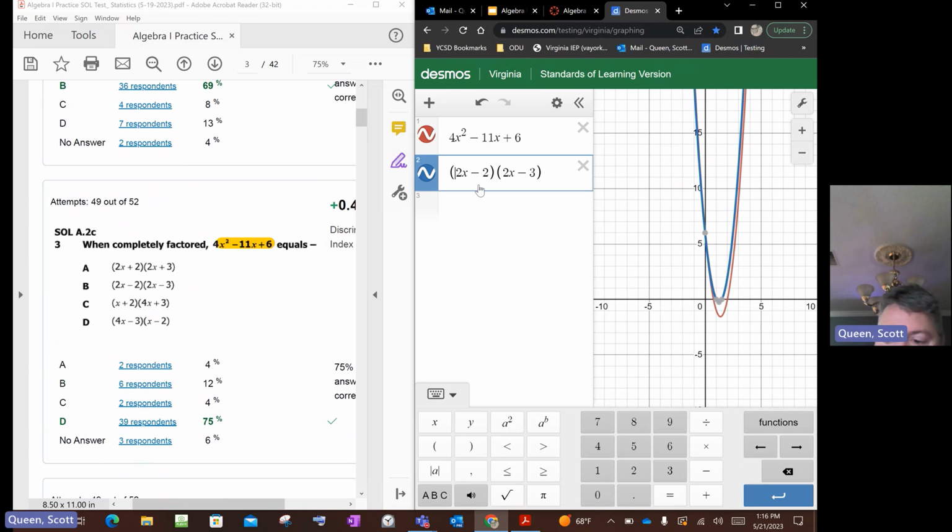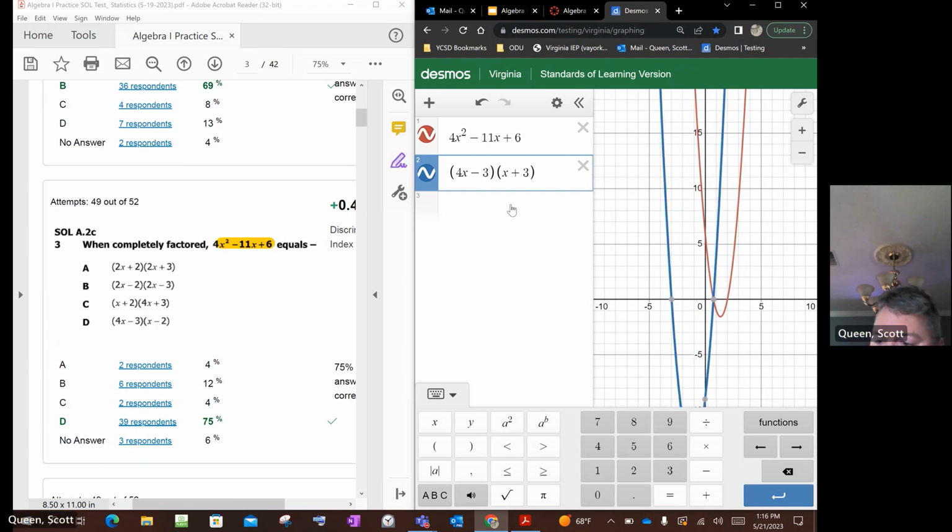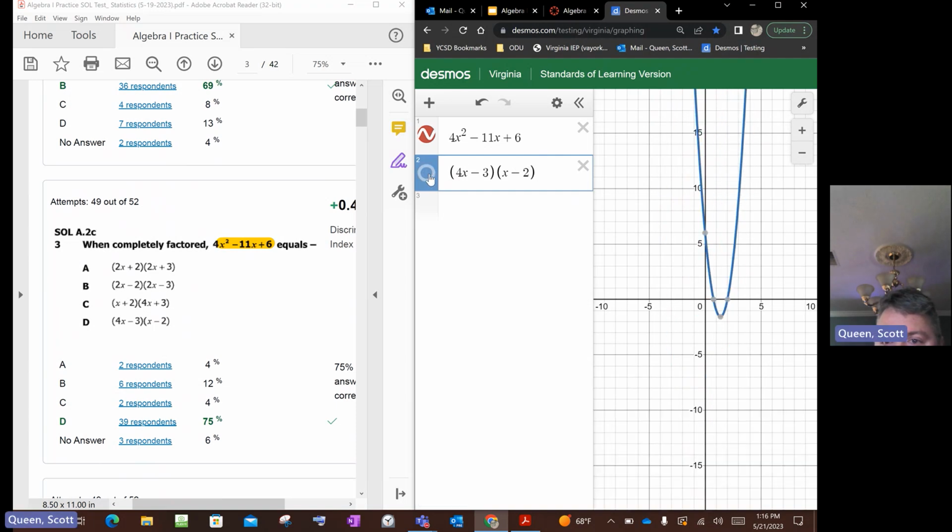I'm now on C. x plus 2 and 4x plus 3. How did that get in there again? x plus. There we go. Okay, that didn't match. So theoretically, that should be my final answer down there for D: 4x minus 3 and x minus 2. Oh, there's my match. And just in case you didn't see it, turn it off right on top of it. There's my answer. That is D.